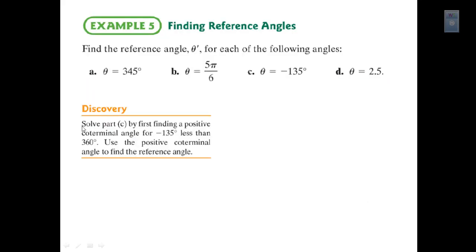All right, another thing you can do with part C is you can solve it by finding a coterminal angle for negative 135 that's between 0 and 360, so you could add 360 to it and get a positive angle. But it works even with negative angles.